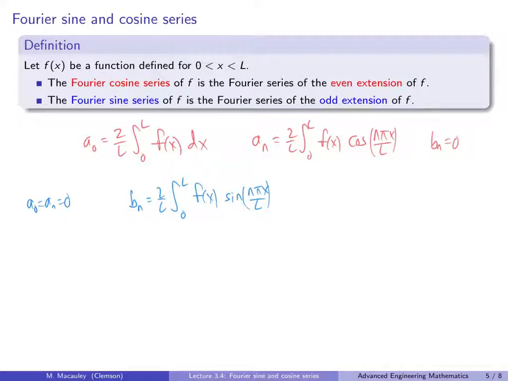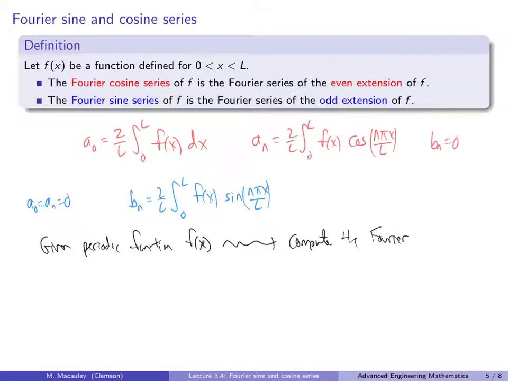I cannot just give you a function and say, compute the Fourier series of this, and now compute the Fourier cosine series or the Fourier sine series. These are different things. Given a periodic function f of x, I can tell you to compute the Fourier series of f of x. That makes sense. It does not make sense to say compute the Fourier cosine series or the Fourier sine series.